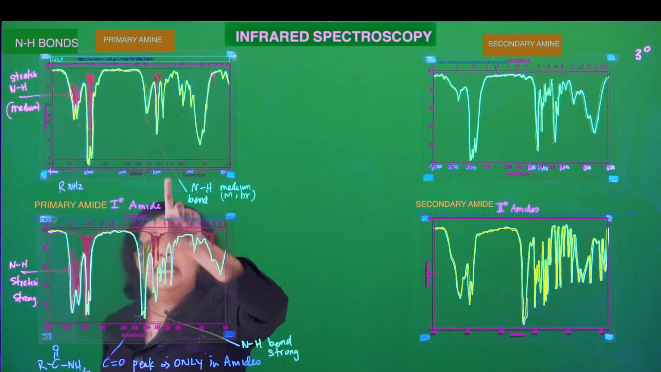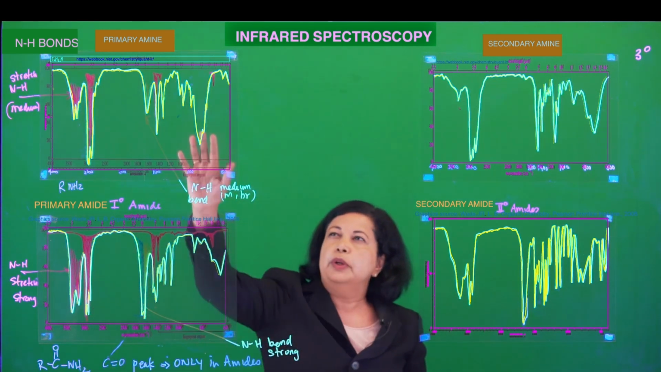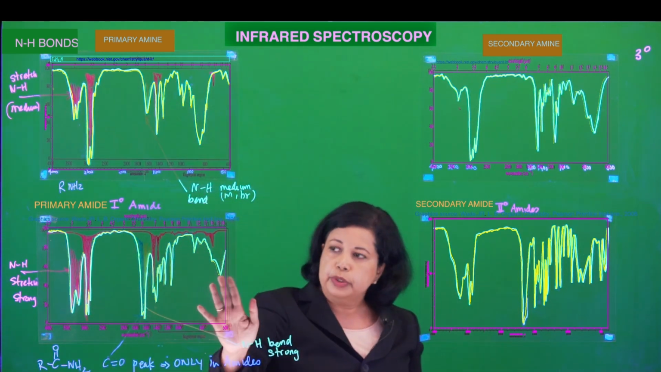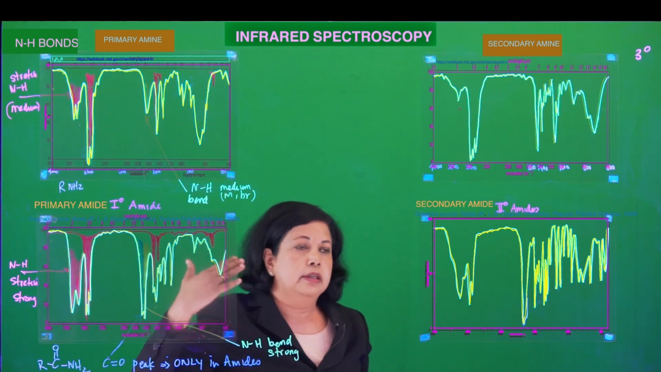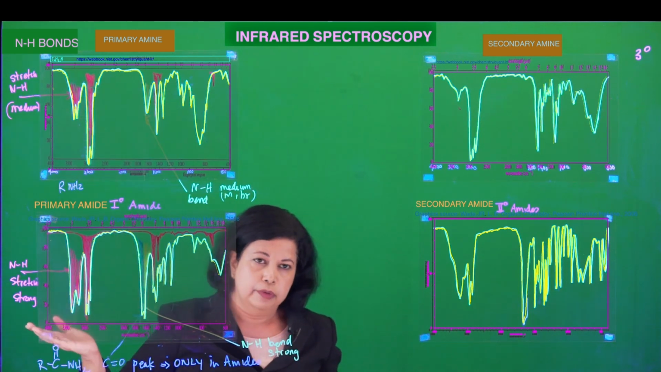We do have CN single bond stretch, NH out of plane loop, but we don't use that. That's typically the fingerprint region. We don't use that for comparison to see if it's a primary or secondary. These are the main peaks that we use for the comparison.